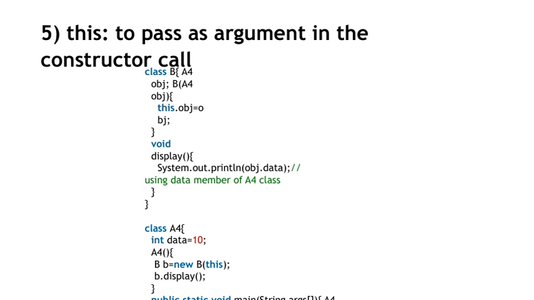This pattern is fundamental in object-oriented programming because it enables objects to communicate and collaborate effectively. So, in summary, passing this as an argument allows one object to give a reference of itself to another, facilitating tighter integration and data sharing between objects.